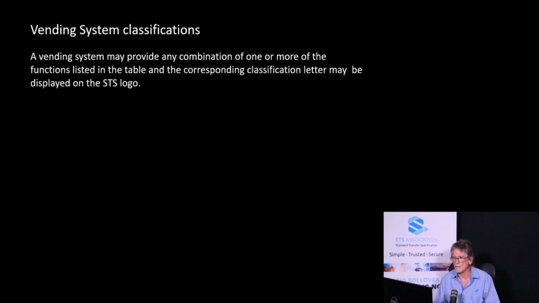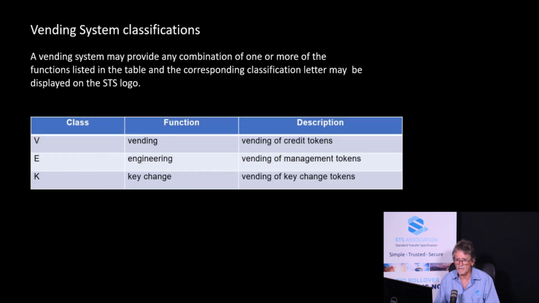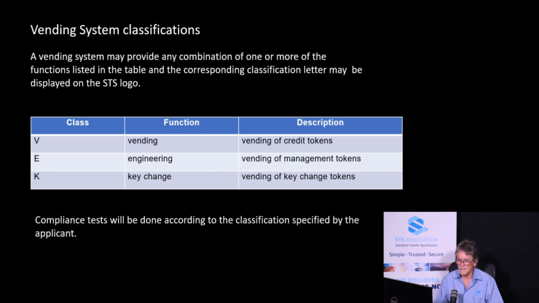If we have a look now at vending key classification, a vending key system may provide any combination of one or more of the functions listed in the table, and the corresponding classification letter may be displayed on the STS logo. You have three classes. You have a V, an E, and a K. The V is for vending, the E is for engineering, and the K is for key change. In the description, the V is for vending of credit tokens, the engineering is for vending of management tokens, and the K is for the vending of key change tokens. Compliance tests will be done according to the classification specified by the applicant.